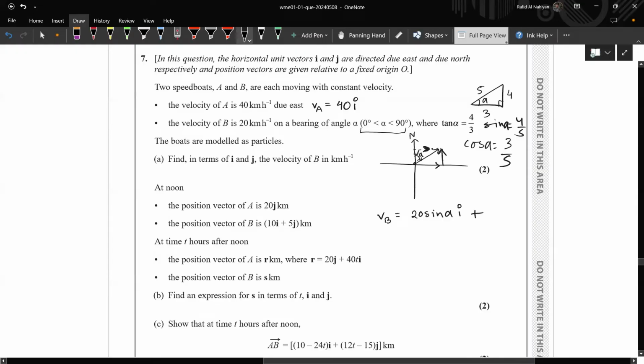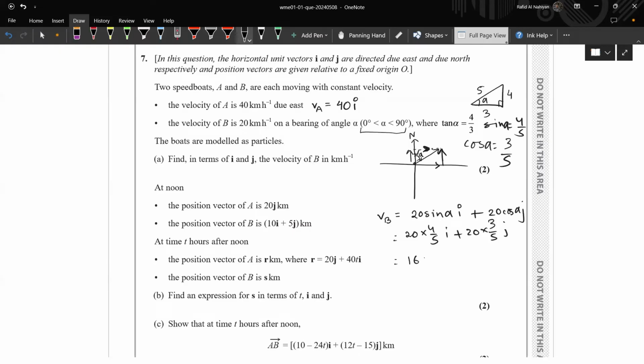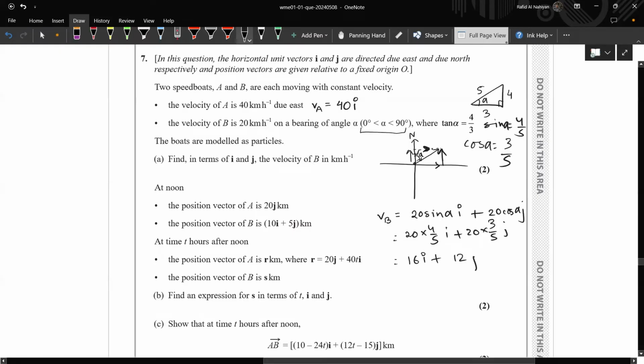That is with the angle alpha, so we're going to take cos of that. So it's 20 cos alpha j. And now we know the values of sine and cos alpha. So that's 20 times 4/5 i plus 20 times 3/5 j. That gives me 16i plus 12j. All right, that is my velocity of B. Part A done.